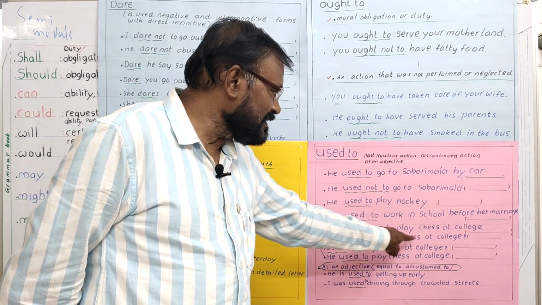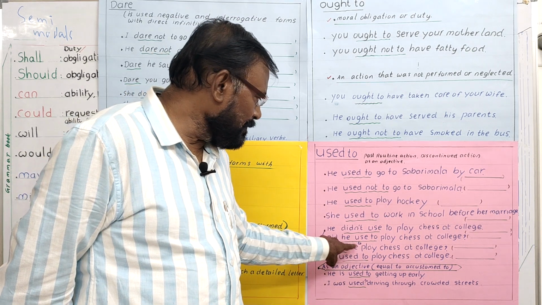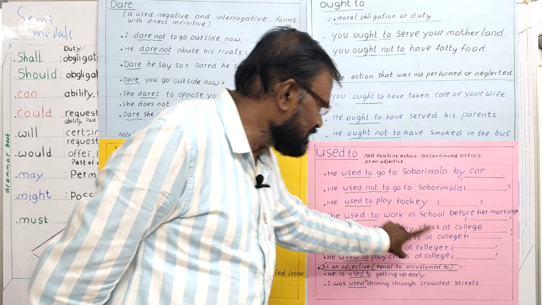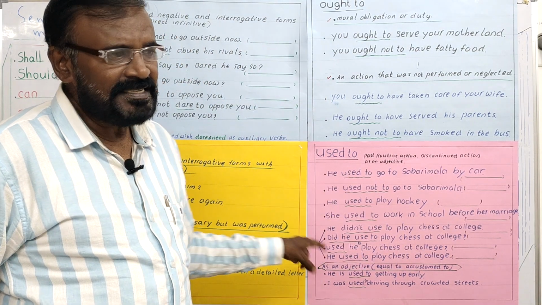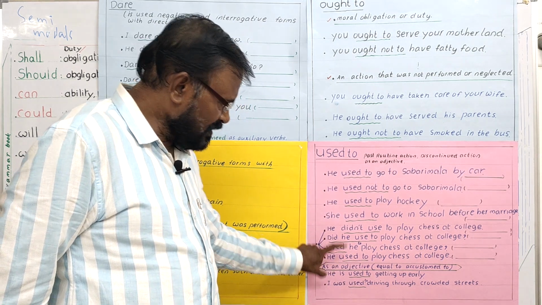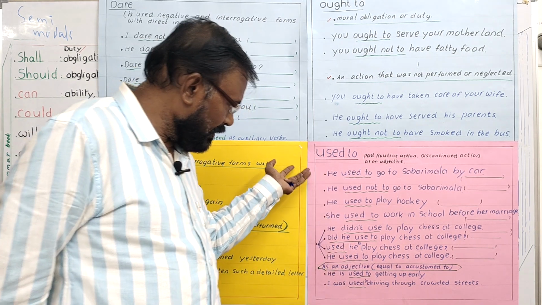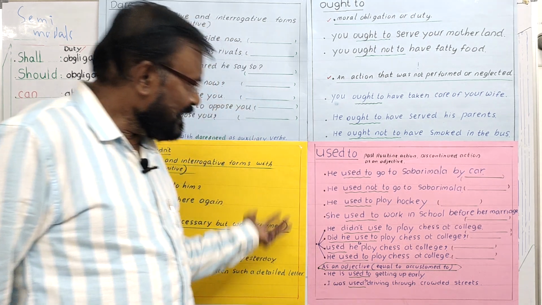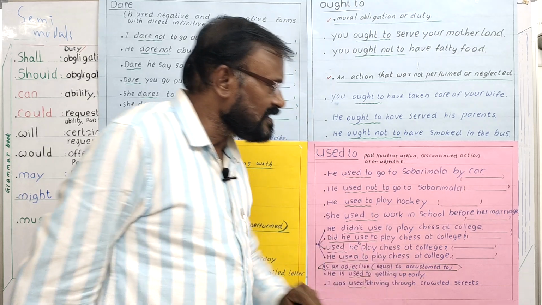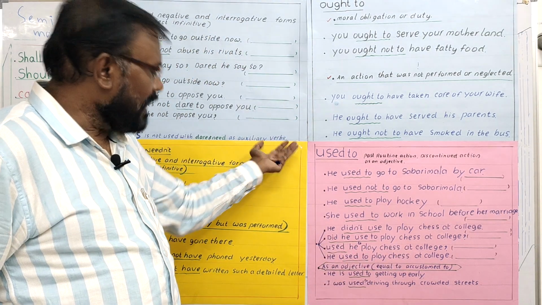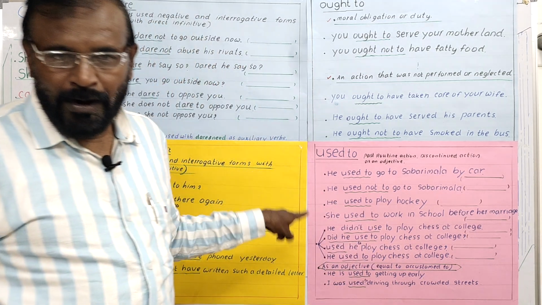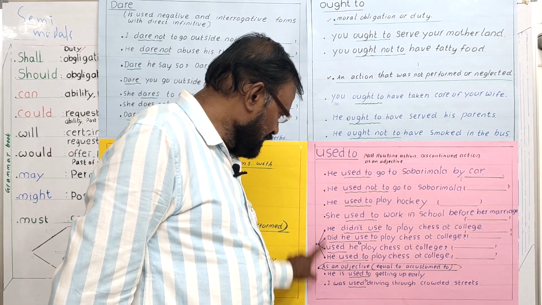He did not use to play chess at college. Did he use to play chess at college? Used he to play chess at college? He used to play chess at college. These are the sentences in different kinds: negative, positive, interrogative and negative interrogative. We use sentences like these for the purpose of used to.